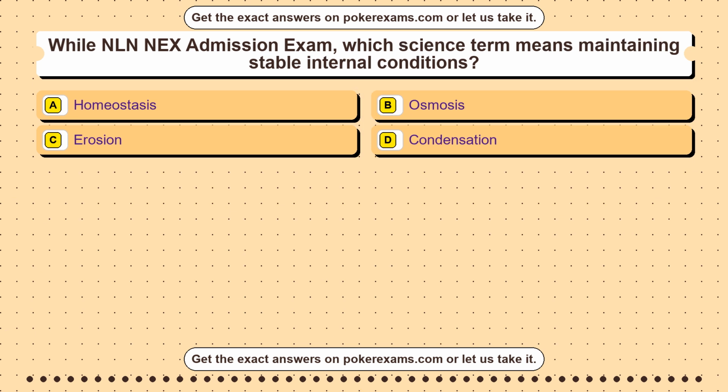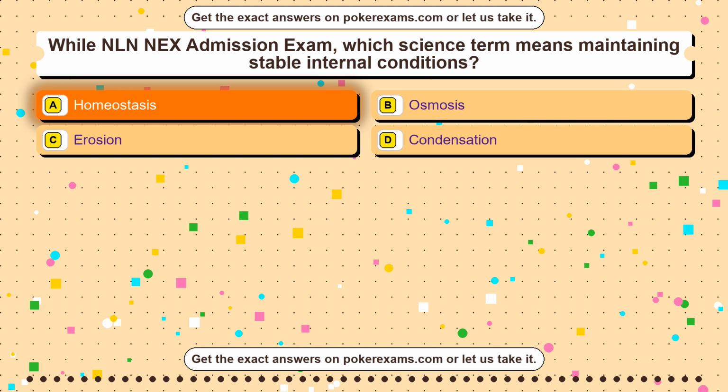Question 17. While NLN NEX Admission Exam, which science term means maintaining stable internal conditions? Option A homeostasis. Option B osmosis. Option C erosion. Option D condensation. The correct answer is option A. Homeostasis.